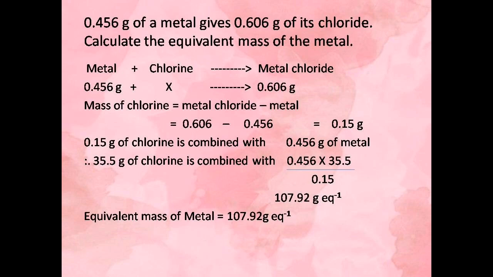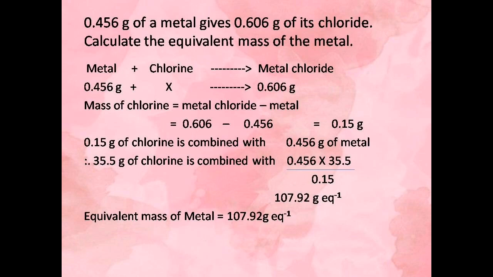Now we can calculate that the mass of chlorine is equal to the mass of metal chloride minus the mass of metal, because the metal chloride always has more mass. Now we get the mass of chlorine as 0.15 gram. That 0.15 gram of chlorine combined with which one? Metal.